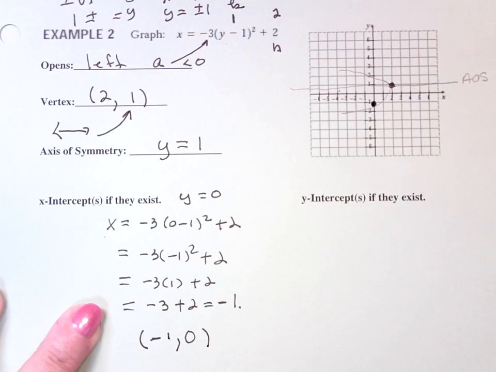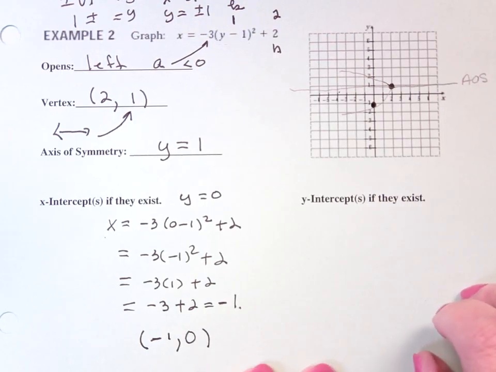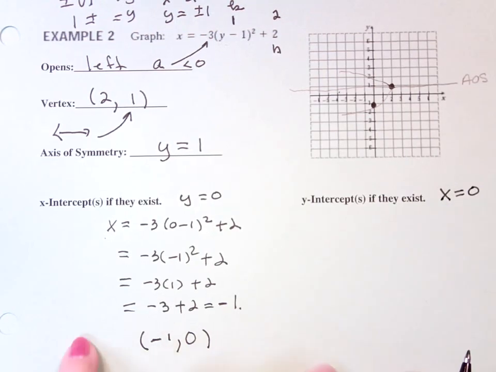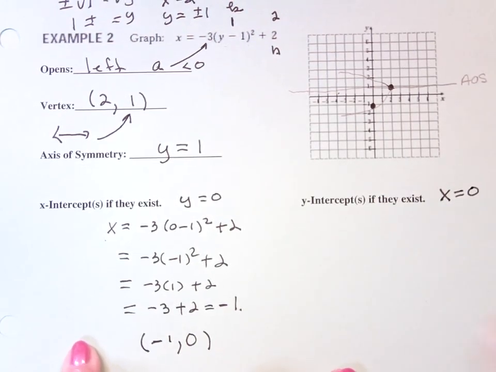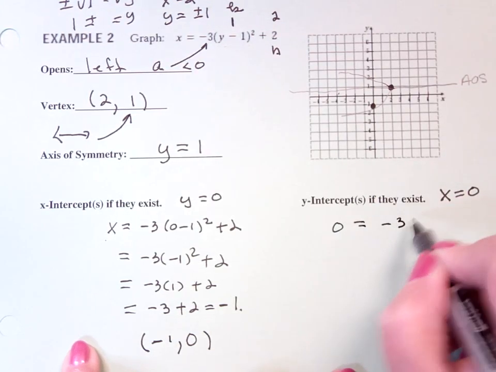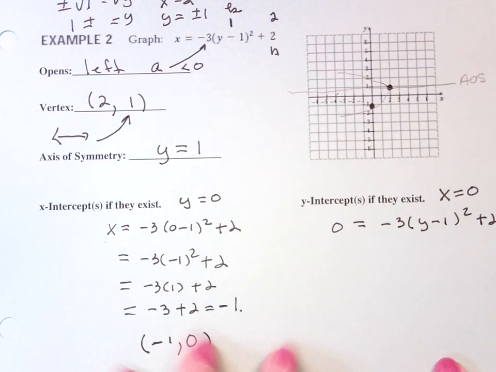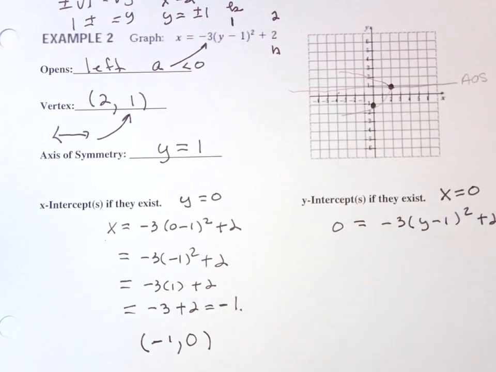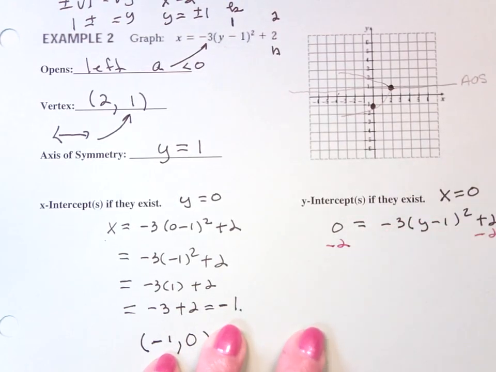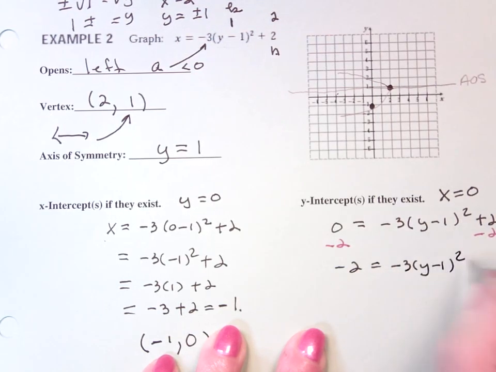Now at this point, if I wanted to, I could use symmetry to finish the graph, because it's symmetric across the axis of symmetry. But let's find the y-intercepts. This says that x equals 0. These guys can be a real pain in the rear, by the way. So what this is going to tell me is that 0 equals -3 times y minus 1 squared plus 2. So now I need to solve for y. And in order to do that, I need to subtract 2 from both sides. So -2 equals -3 times y minus 1 squared.